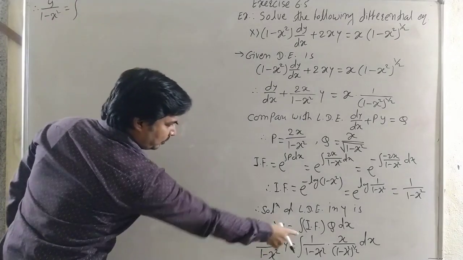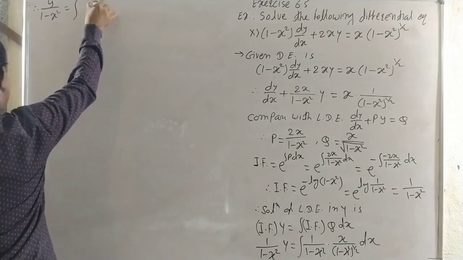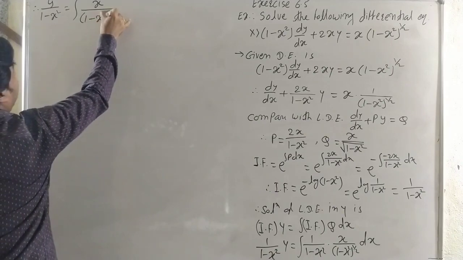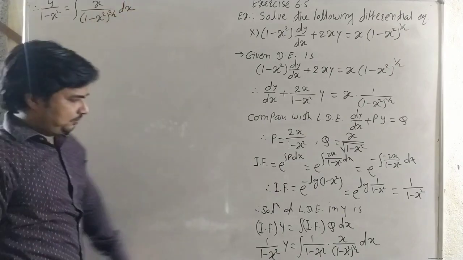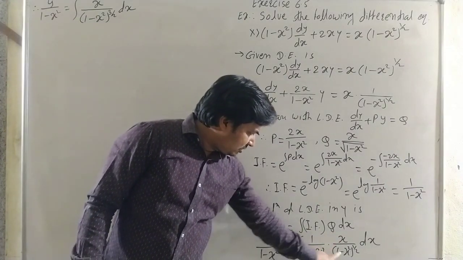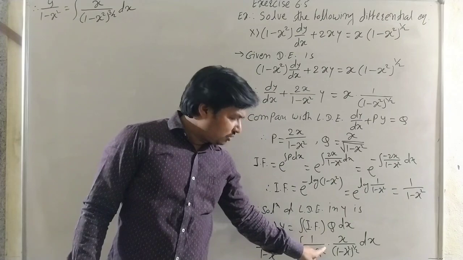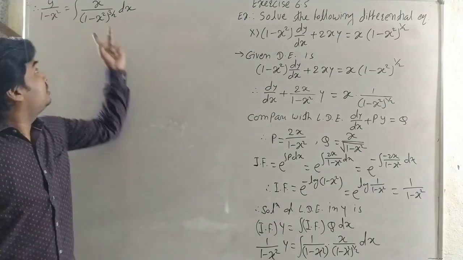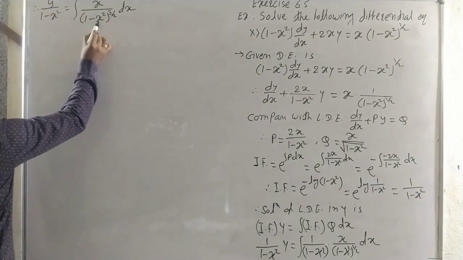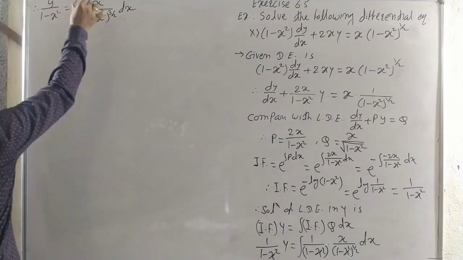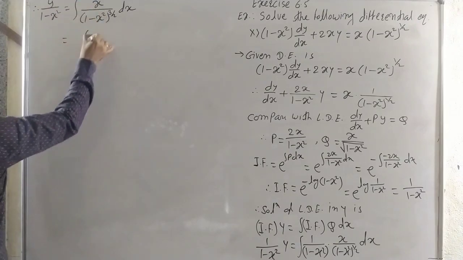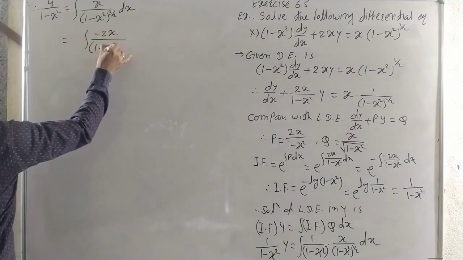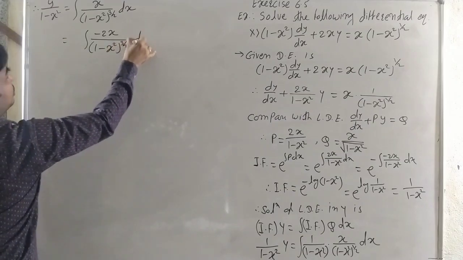LHS is y upon 1 minus x square, and here the integral of x upon, see carefully, (1 minus x square) to the power 3 by 2 with respect to x. Here the power of 1 minus x square is 1, and here it is 1 by 2, so we can write 3 by 2. Now the derivative of 1 minus x square is minus 2x, so we adjust the derivative. Here we write minus 2x upon (1 minus x square) to the power 3 by 2 dx.